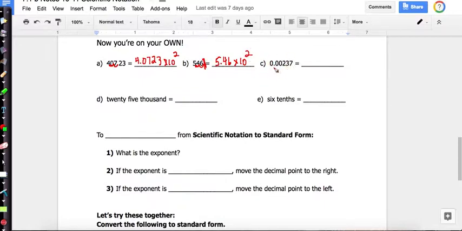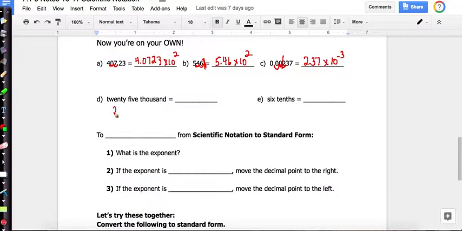Now look at example C. Now the zeros are in the beginning, so I'm going to chop it here. Stick my decimal in. So I'm going to write 2.37 times 10. Now go back to where you put the decimal and go until you get to the other decimal. 1, 2, 3. Which direction did I go? Left, so it's times 10 to the negative third.